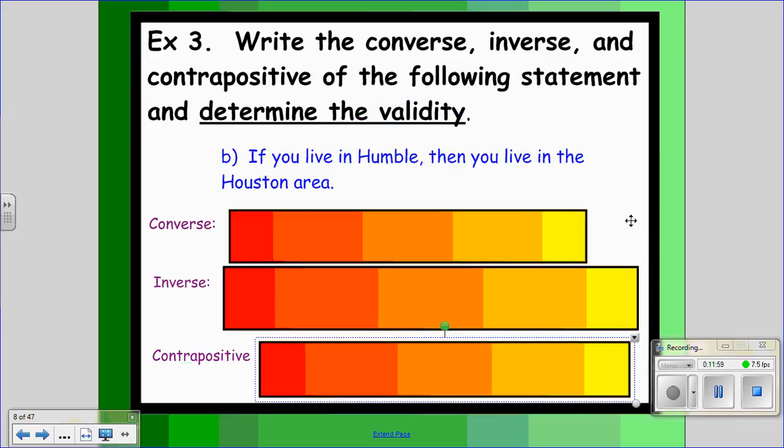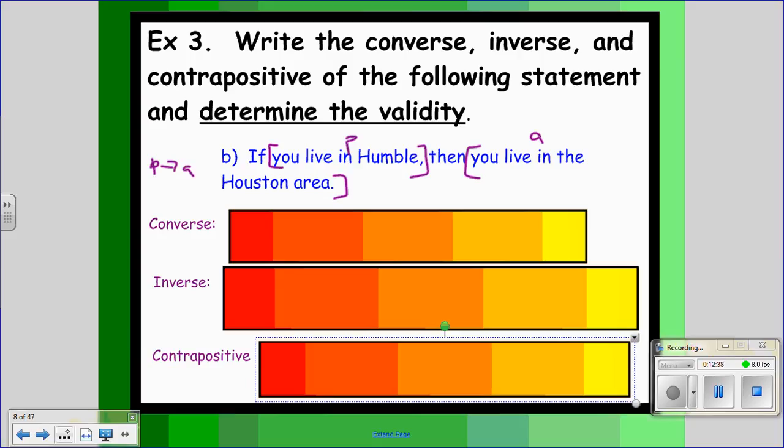Alright, the directions are the same for this one, just a new conditional statement. Make sure when you read these things, you read them as they're written and pay very close attention to detail because some of them are going to try and stump you. So it says, if you live in Humble, then you live in the Houston area. So the hypothesis is you live in Humble. So that's P. The conclusion is you live in the Houston area. That's Q. So again, it's written in P then Q format.